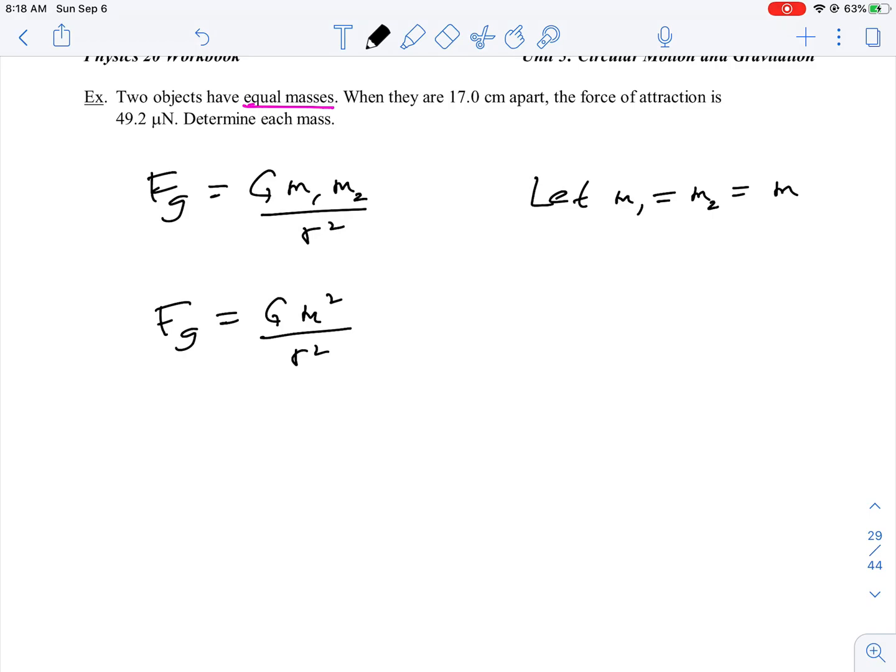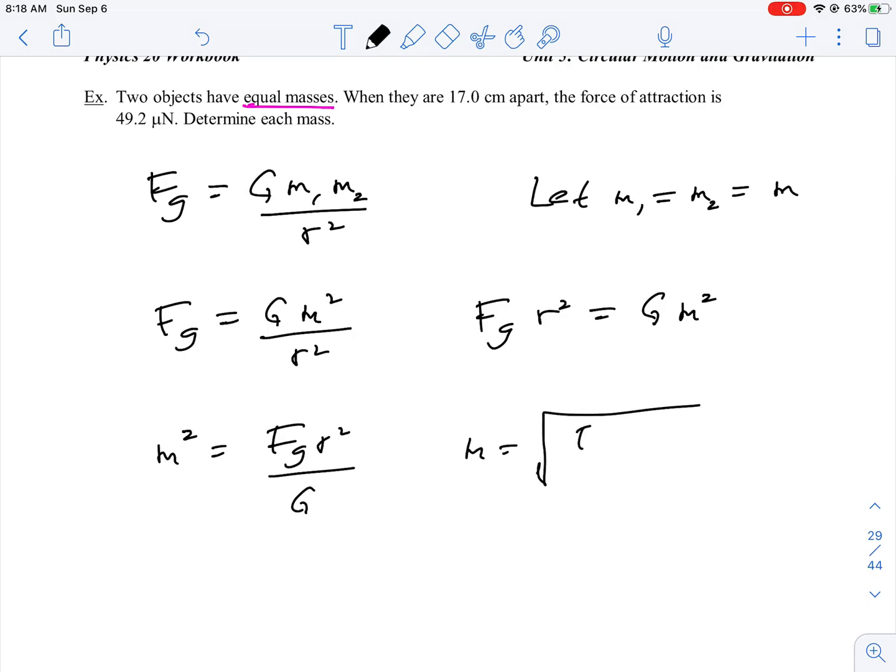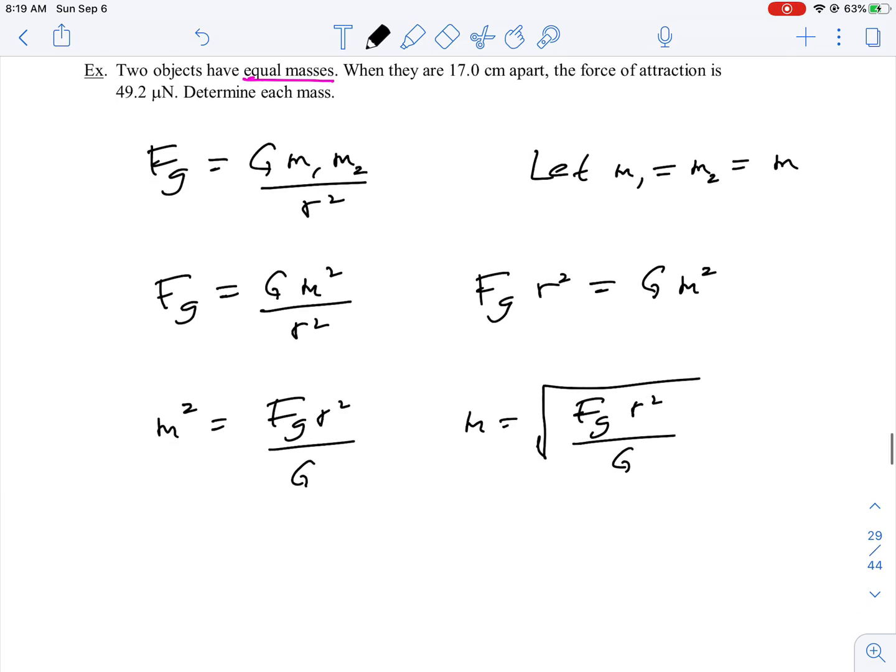Now all we need to do is just solve for little m. So let's cross multiply. Fg R squared is G m squared. Divided by G, we end up getting m squared is equal to Fg R squared over big G, and then we can square root that. All right, so we end up getting m equal to the square root of Fg.